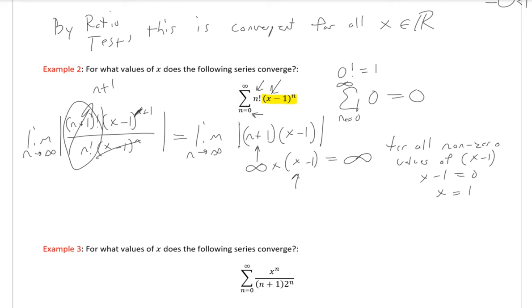If x is 2, 2 minus 1 is 1, times infinity is infinity. And note that it's in an absolute value as well, which is going to also take care of negative values. So if x is negative 3, minus 1 is negative 4, times infinity is negative infinity, but the absolute value makes it positive. The only value that is convergent here is if x is equal to 1. So we have that by the ratio test, this is convergent only if x equals 1.